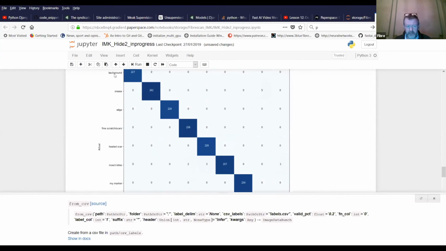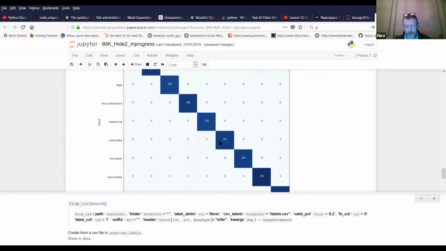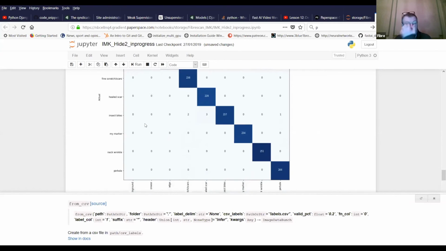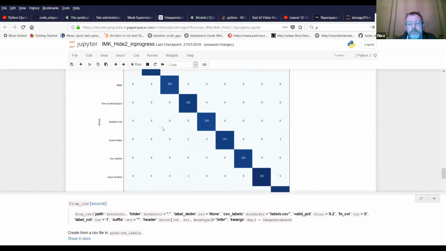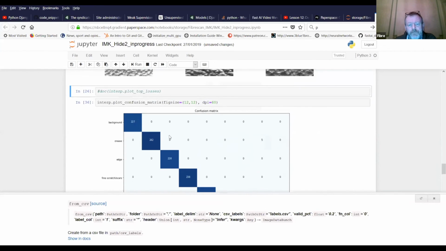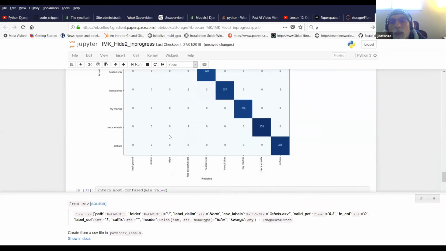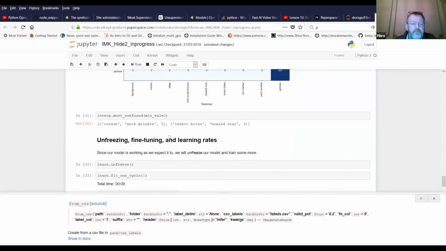This is just the validation set, remember, so there's about 2,000 in there. That's scary good. Yeah, that is scary good. So it gets what I always get mixed up: the crease and the neck wrinkle, and the insect bites and the heel scar. I would have said the insect bites.